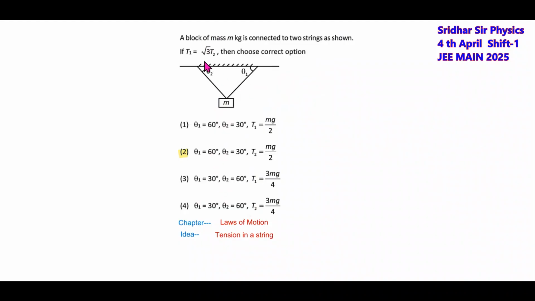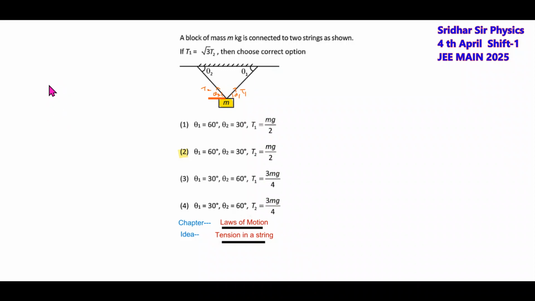This question is based on the laws of motion related to tension in a string. A block of mass m kg is connected to two strings as shown. Okay, there's a block. Here there are tensions with angles theta 1 and theta 2, and T1 equals root 3 T2. Choose the correct option. So what are the tensions? This will be the tension T1, T2, this will be theta 1, this will be theta 2.